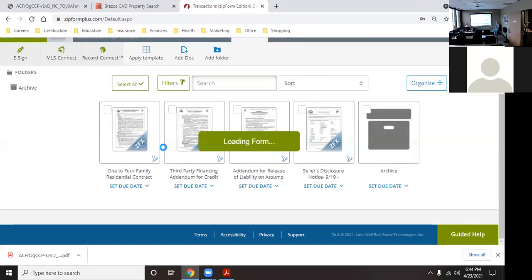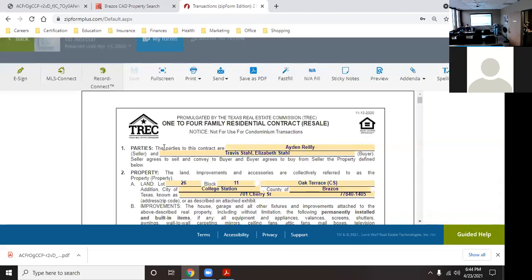Okay, so we're going to use the form that we went through a little bit yesterday and filled some stuff out. We're just going to complete this document real quick. So in this situation, Aiden is the seller, and me and my wife Elizabeth are buying Aiden's property. We went through this yesterday and filled out some of these blanks. And again, yesterday for the property, we found this house, 701 Cherry Street, in College Station. We just found that house, and we filled out the information on that.